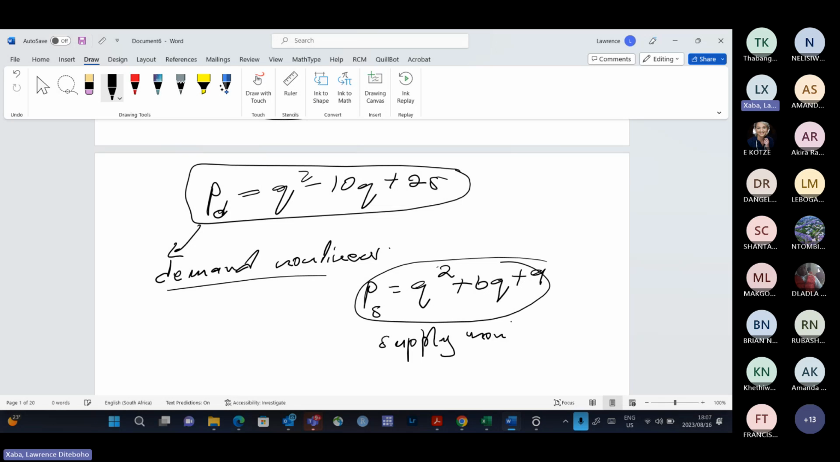Supply, nonlinear quadratic function. So these are the two equations that are given to us. And I said, from each equation, we must be able to calculate our turning point, for both the supply and the demand equation.